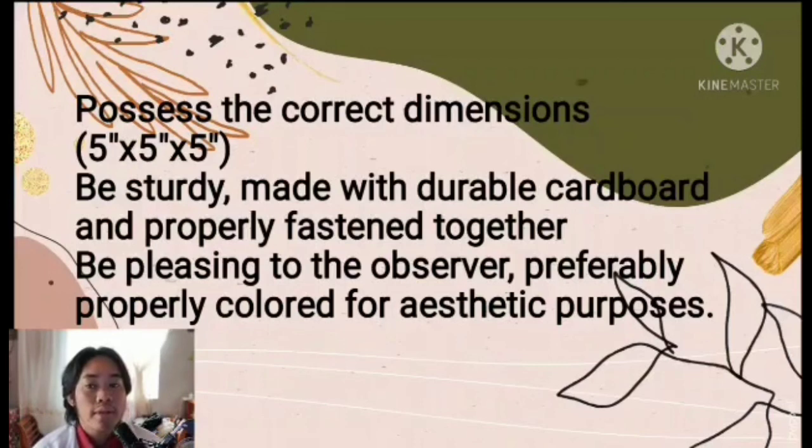Now, finally, in the expert level, the learning competency should be pleasing to the observer, preferably properly colored for aesthetic purposes, and since the product was enhanced with durability and is added by designs that make it aesthetically pleasing, makes the output on the expert level. And just like in process-based, the teacher can make use of a rubric which can be holistic or analytic.